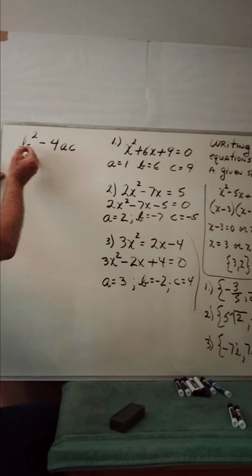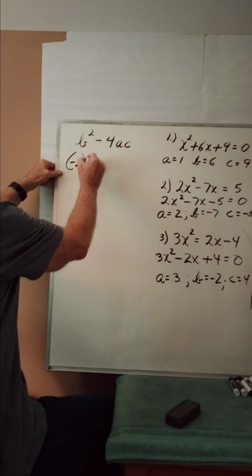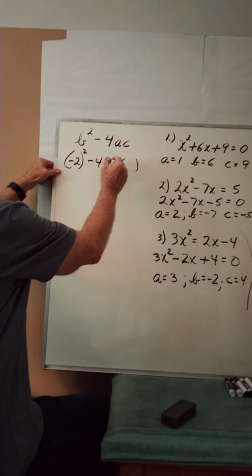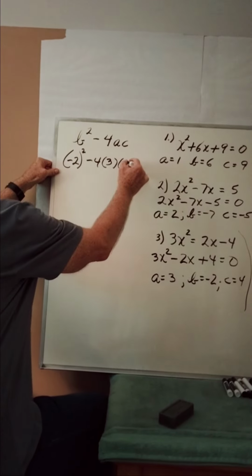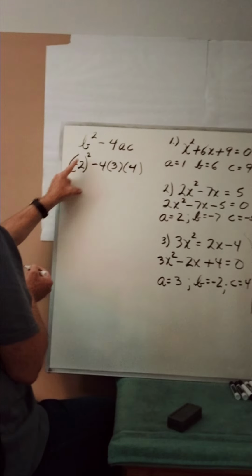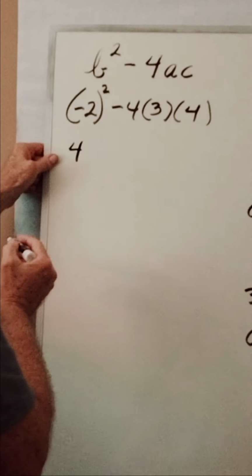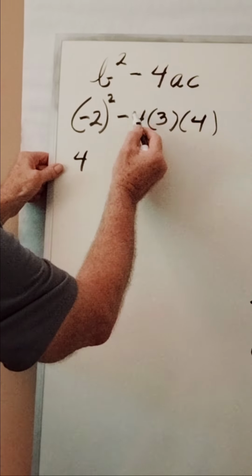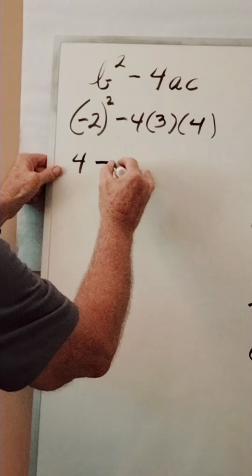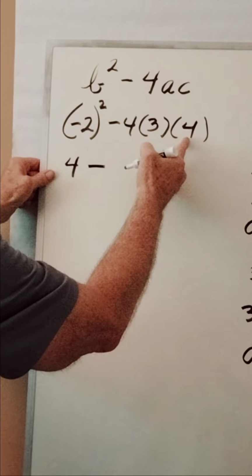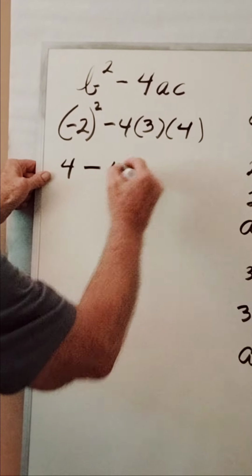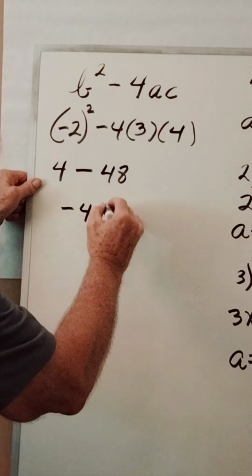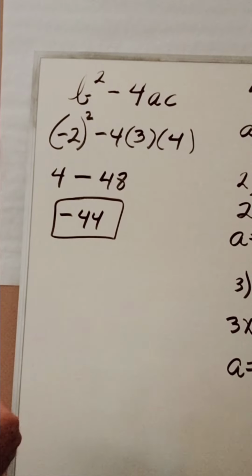B is negative 2. There's square B. Bring down that negative 4. A couple of houses. The value of A is 3. The value of C is 4. Negative 2 squared. Positive 4. There's only one negative sign amongst those 3 factors. Negative. 4 times 3 is 12. 12 times 4, a negative 48. Add that positive 4 with that negative 48. The discriminant is negative 44.